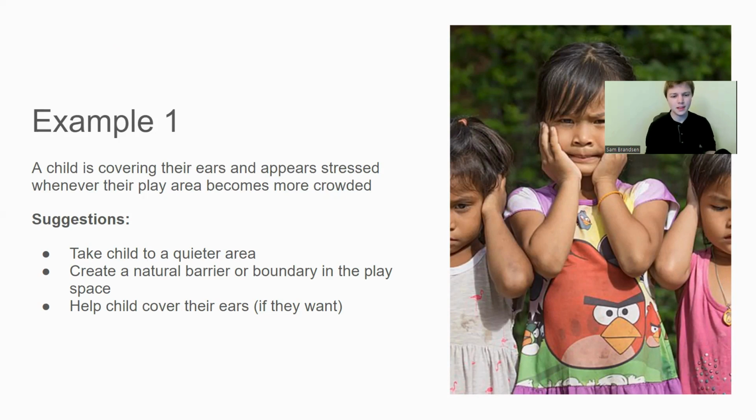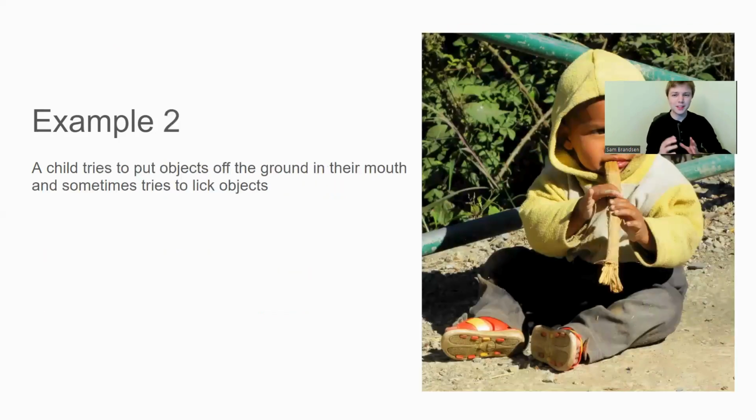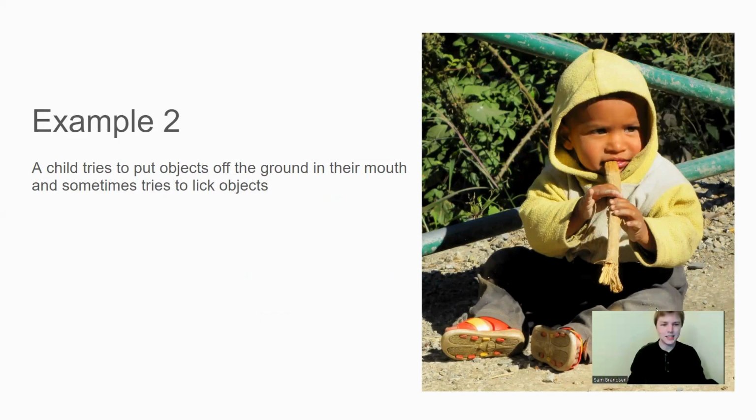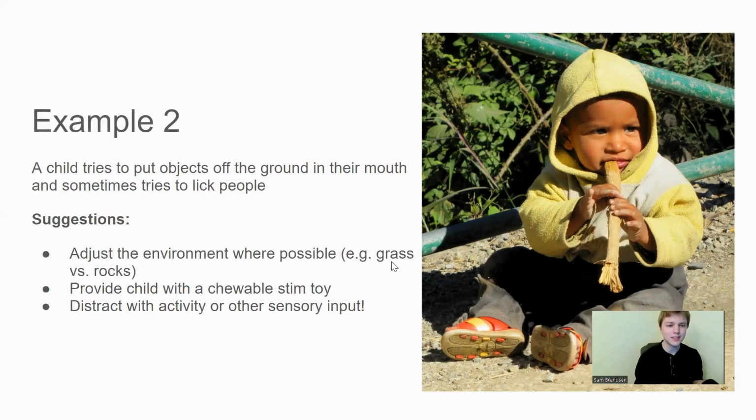And another example, on the other end of the sensory spectrum, is sensory seeking behavior. It's also worth noting that I think I may have oversimplified it a little bit previously. Individuals aren't necessarily entirely sensory seeking or entirely sensory sensitive. Oftentimes, someone might be sensory seeking for certain types of sensory input and sensory sensitive for other types of sensory input. So in this case, a child is trying to put objects off the ground into their mouth and sometimes also trying to lick objects.